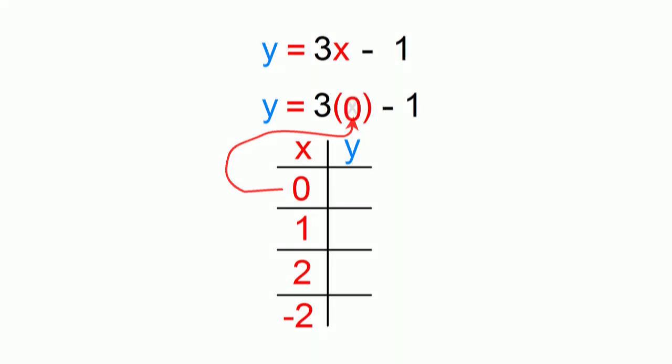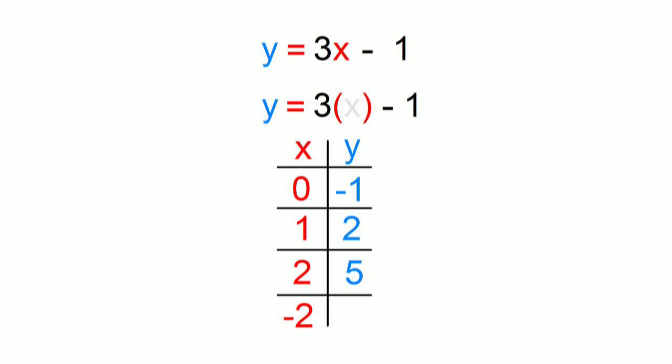If I make x 0, then 3 times 0 is 0, which just leaves minus 1 on the right side. So y equals minus 1 when I make x 0. Next, I plug in 1 for x and do the arithmetic to solve for y. 3 times 1 is 3, then 3 minus 1 leaves 2. So when x is 1, y equals 2. Next, plug in 2 for x, then do the arithmetic to see what y is. 3 times 2 is 6, and 6 minus 1 leaves 5. When x is 2, then y is 5.